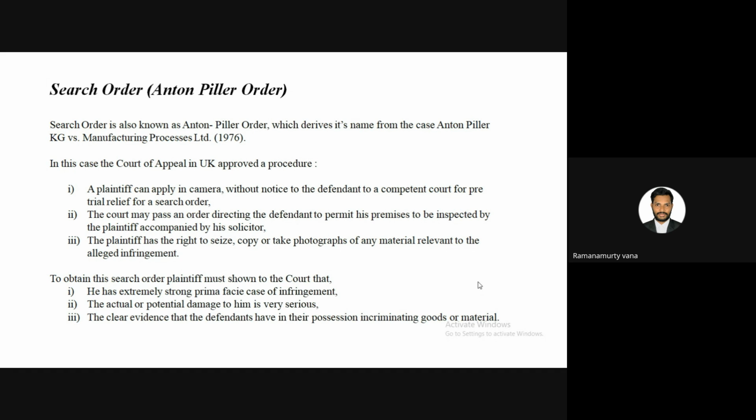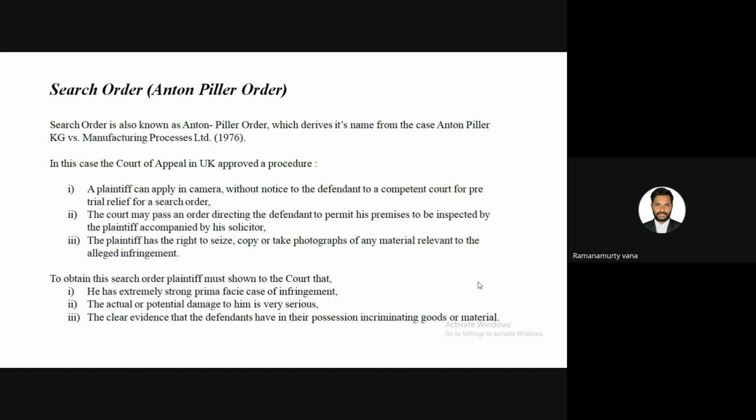Second, the court may pass an order directing the defendant to permit his premises to be inspected by the plaintiff accompanied by his solicitor. Third, the plaintiff has the right to seize, copy, or take photographs of any material relevant to the alleged infringement. So this procedure was laid down in the case of Anton Piller versus Manufacturing Processes Limited.